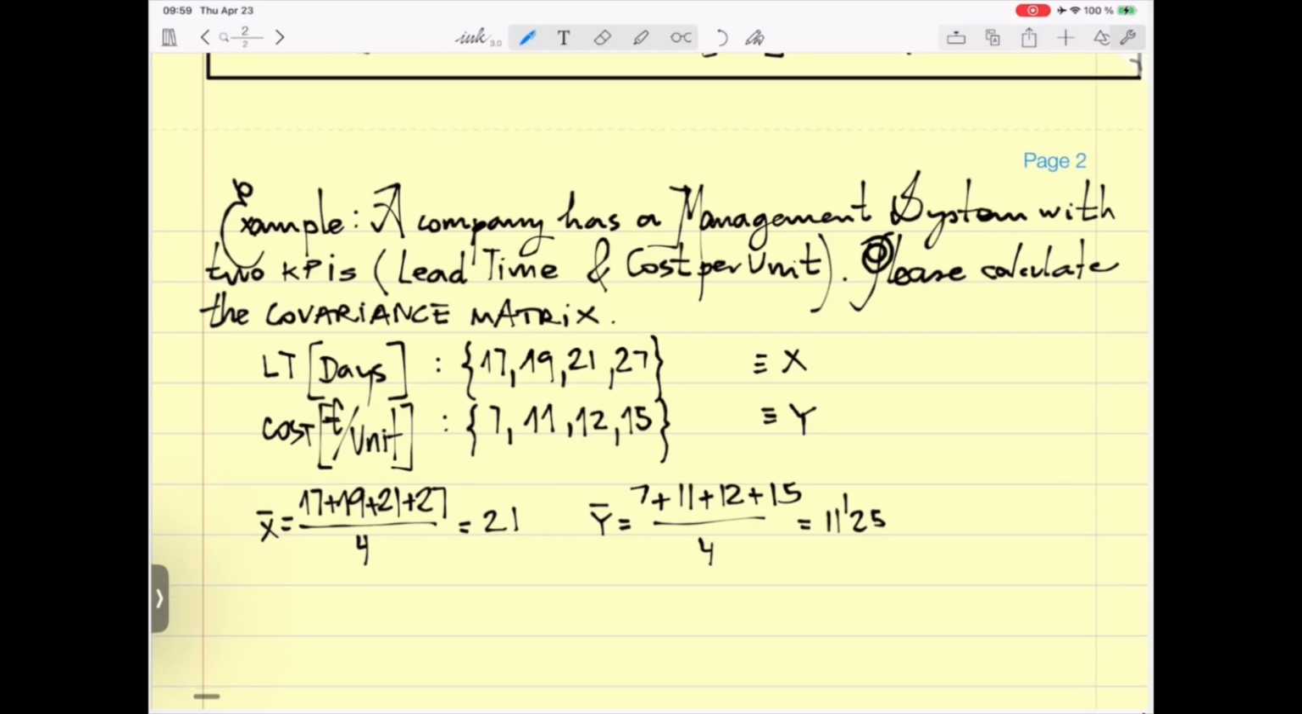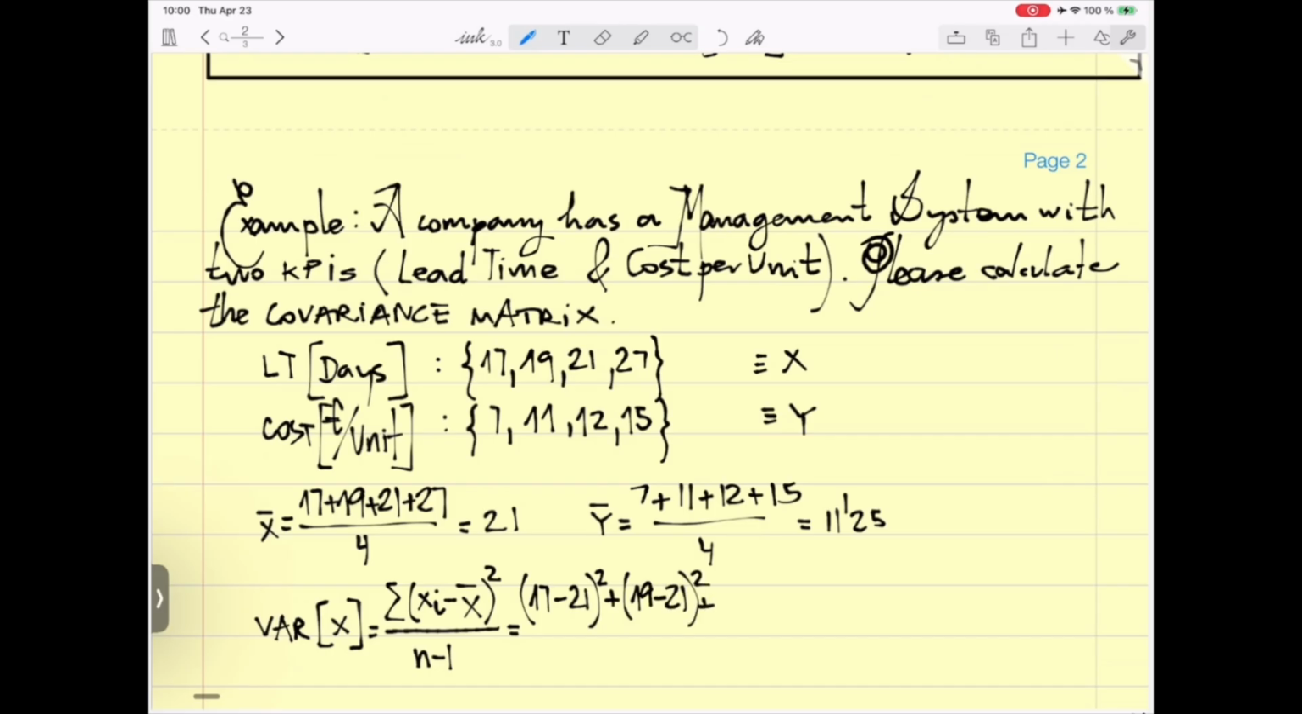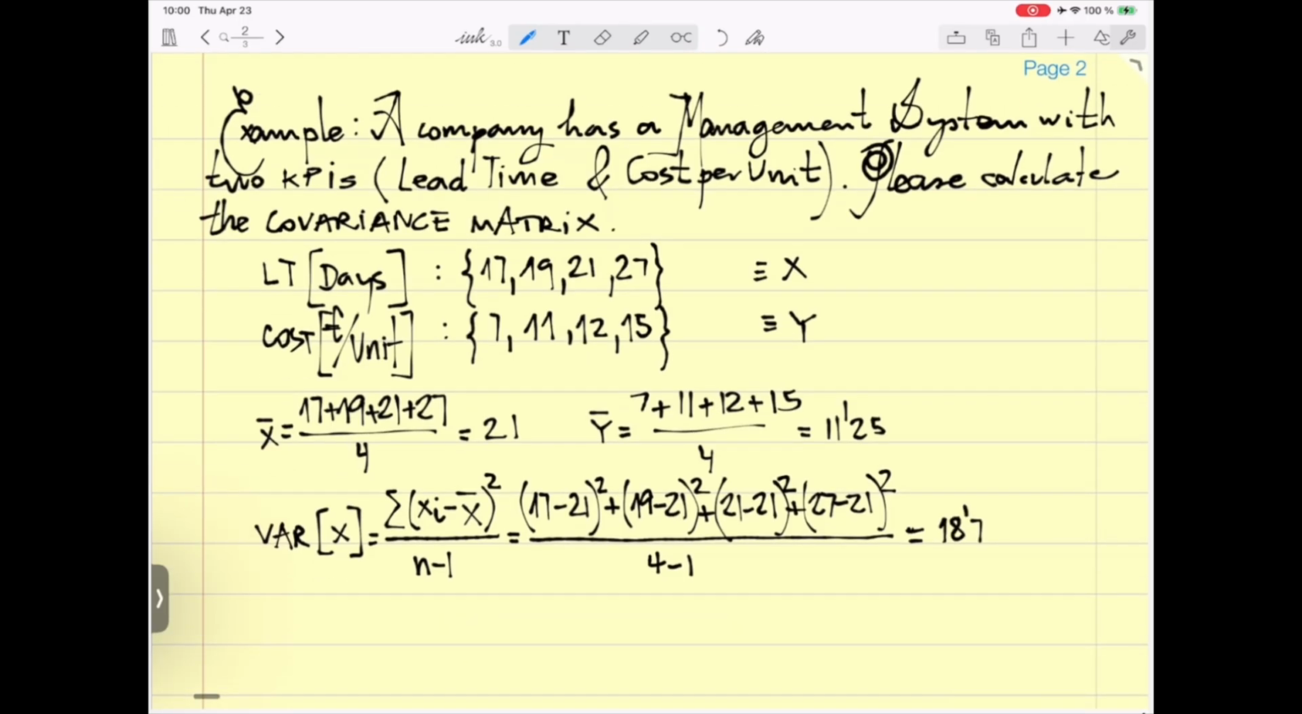So to calculate the covariance matrix, we need the variance of x. For that, we need the sum of (x sub e minus x mean) squared, divided by n minus 1. Okay, so this is 17 minus 21 square plus 19 minus 21 square plus 21 minus 21 square plus 27 minus 21 square, divided by 4 minus 1. And if I have not made mistakes, this delivers 18.7. Any questions on this? I mean, this is already known from statistics.